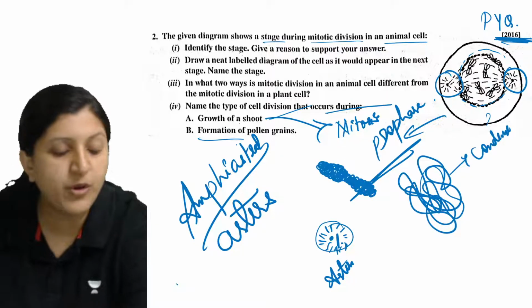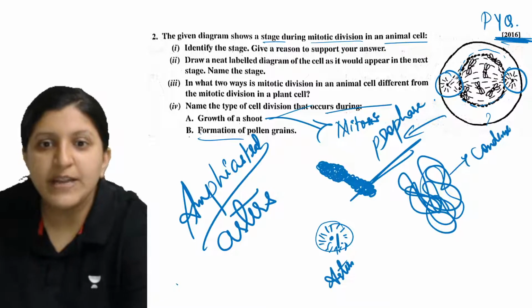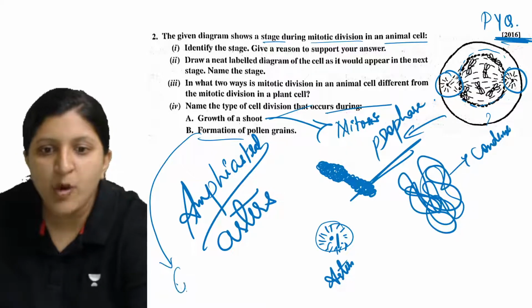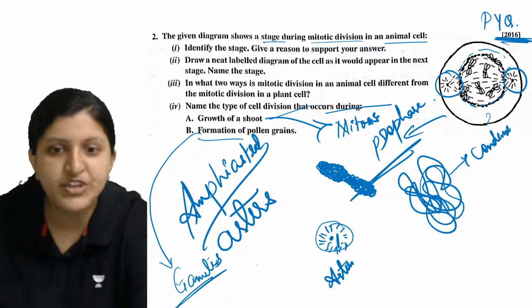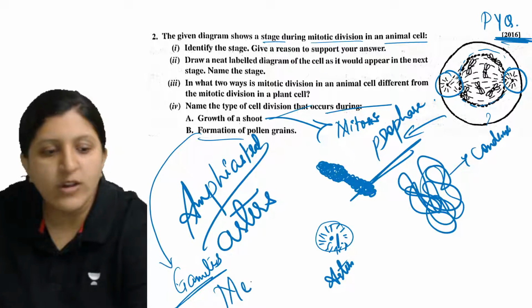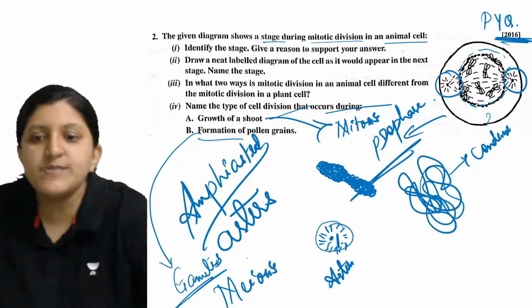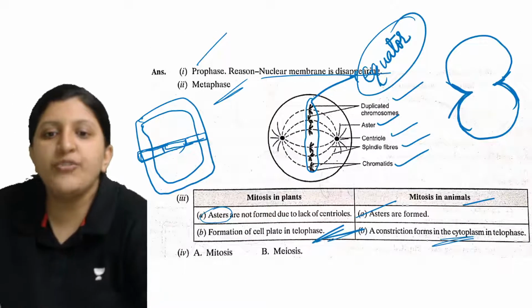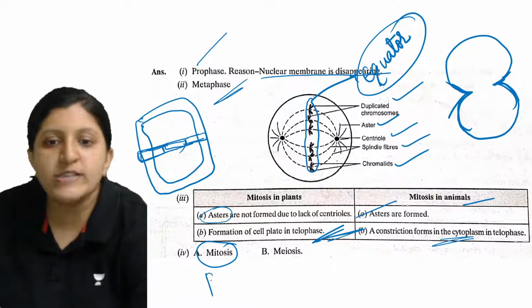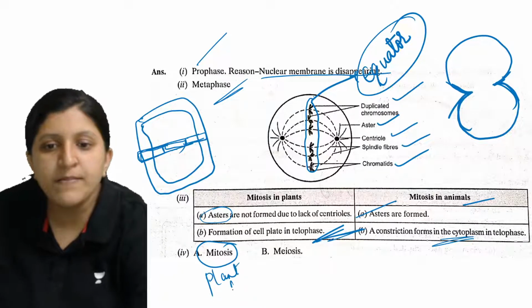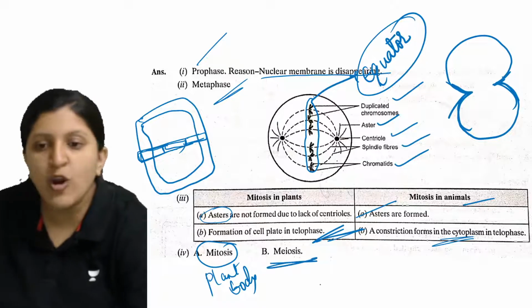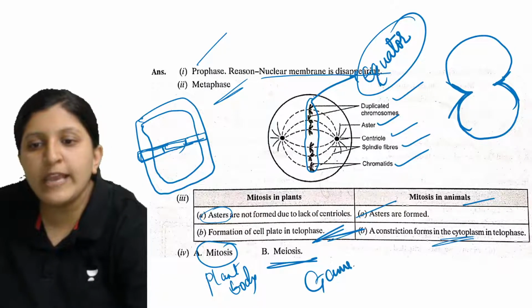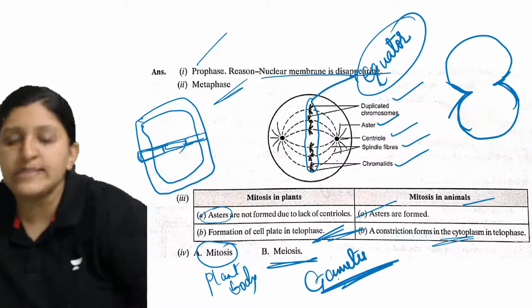And now for the formation of pollen grain, that means gametes are being formed. So for gamete formation, the cell division is the meiosis process. So that is mentioned over here. The first one is mitosis because there is plant body growth, that is the shoot growth you can see, and here it is meiosis because pollen grain, the gametes, are being formed.